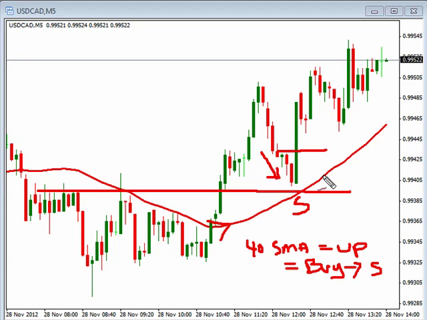So at this point, as it pulls back, I'm going to look at the highest high of the last three, which would have been right about there, and put a buy stop order in so that I can get in as the price begins to recover in the direction of the trend or the moving average. You can see that we had another time where it pulled back. The entry here would have been right there, and so forth and so on.